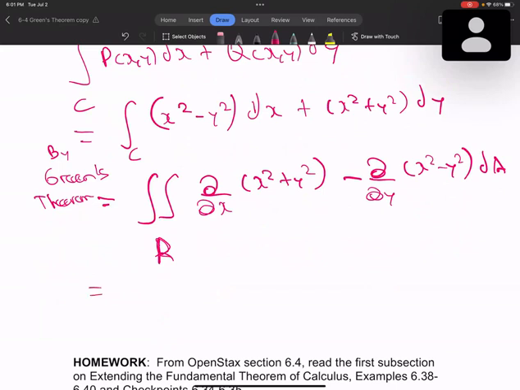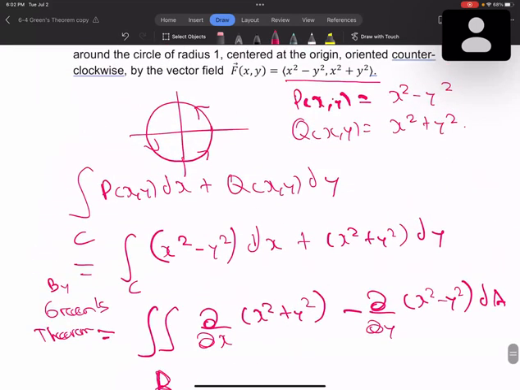So this is the integral over the region, and the derivative with respect to x here is 2x, and the other is minus, so it will be plus 2y, right? dA is just dx dy, right? That's dA. Okay, now that's the integral we need to find. But since we're on the circle, we have to parameterize. Okay, we always parameterize on the circle.